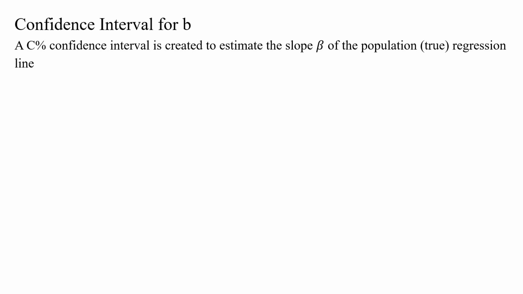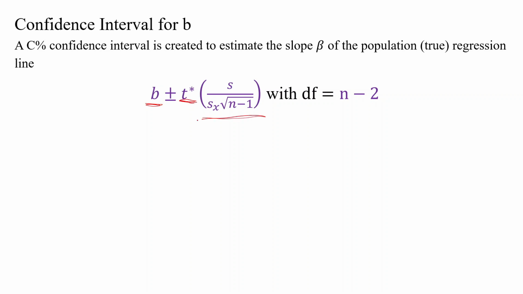So let's talk about a confidence interval in this section of notes. We can create a C% confidence interval to estimate the true population slope of the regression line with this formula. It is going to be the same formula that we've seen with other confidence intervals. It's our point estimate plus or minus our critical value times the standard deviation, okay? So our point estimate here is going to be B. Now, B is the slope of our regression equation, our sample regression equation. T star is going to be our familiar critical value, and then we have our standard error, which I'll explain more about in a moment.